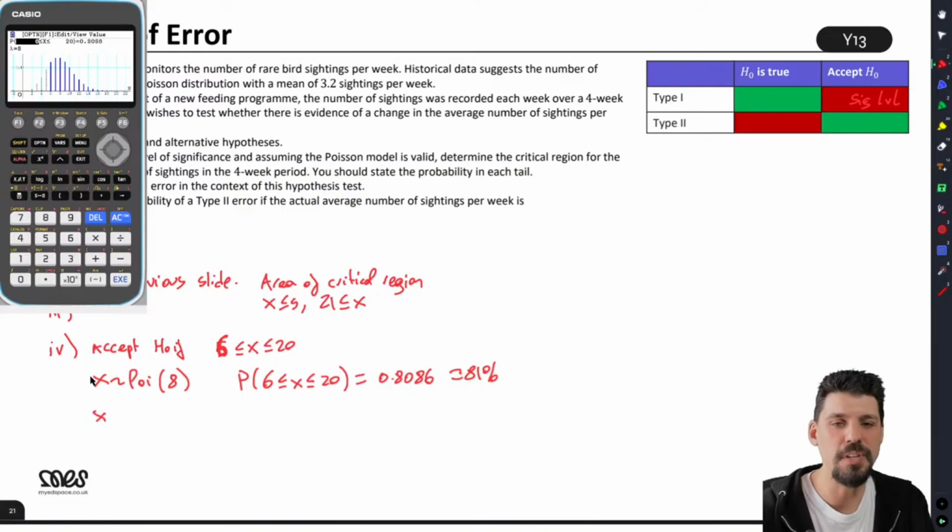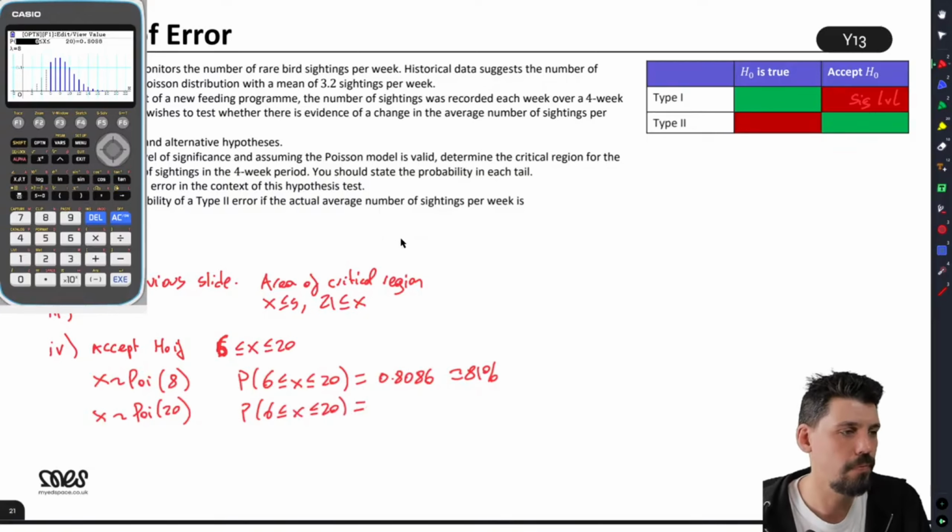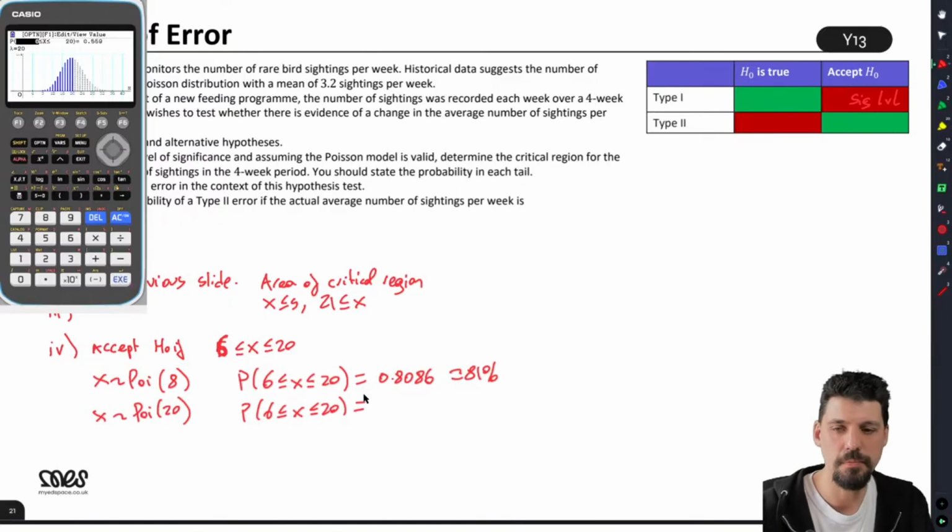And if the number of birds was actually 5, or sightings per week was 5, then we're looking at a Poisson for 4 weeks of 20. And the probability of making a type 2 error, i.e. not rejecting, goes up here. Can I change the lambda here? No, I have to go back here, do I? Lambda is now 20. Is 0.559. All right, roughly 56%.